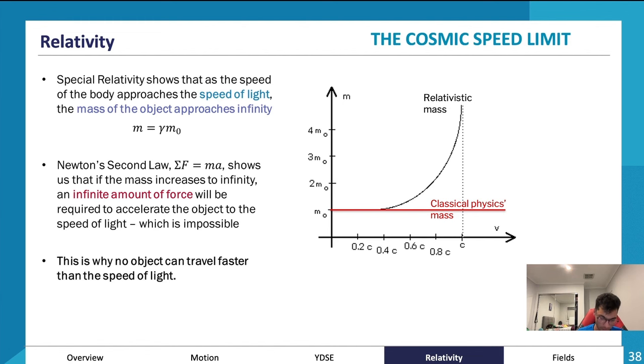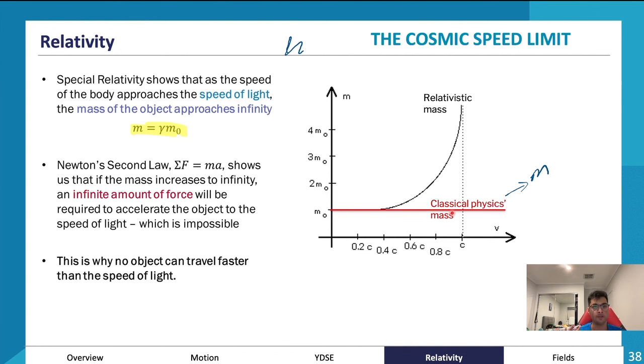So in this graph, we have relativistic mass, and we have our rest mass in terms of classical physics. So in terms of classical physics, what classical physics is saying is that no matter how fast we go, the mass is always going to be the same. When it comes to relativistic mass, the difference is the faster we get, the more your relativistic mass is, because your relativistic mass is dependent on your velocity.